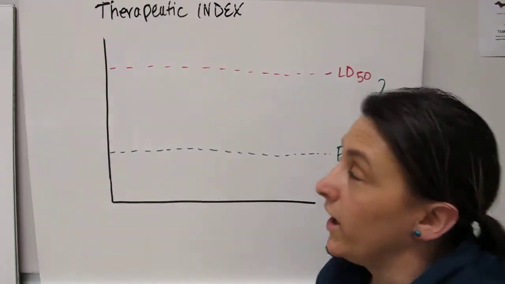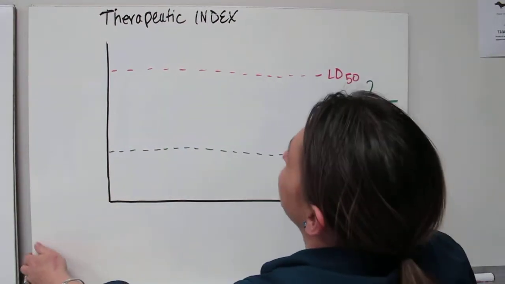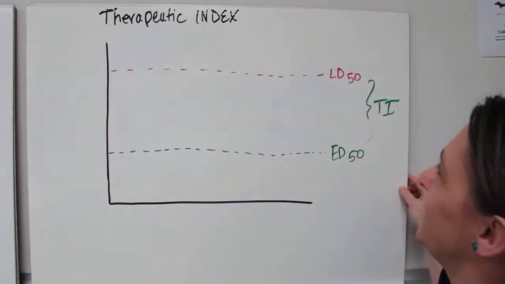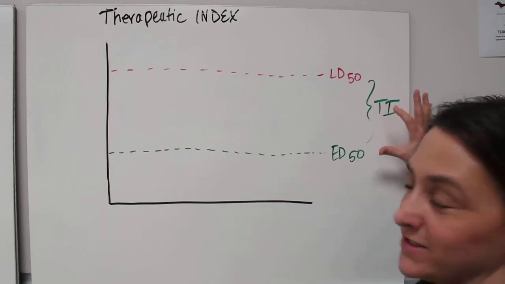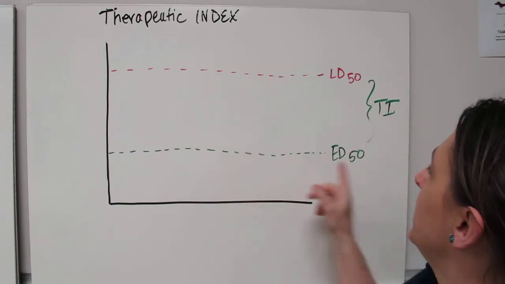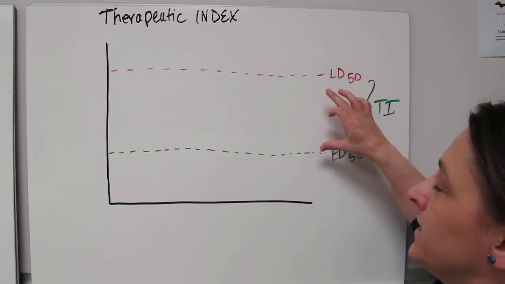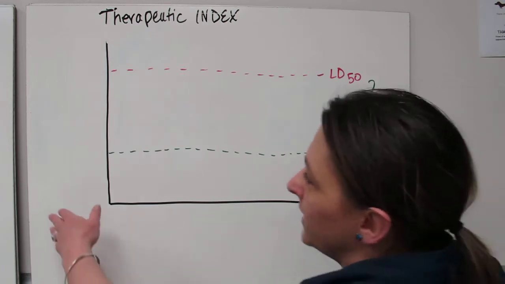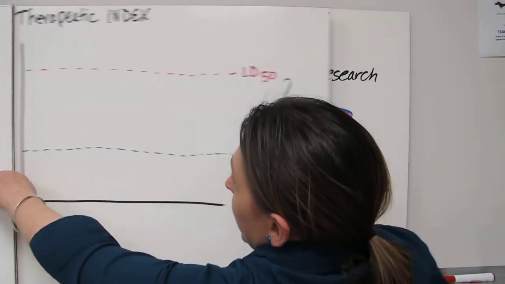They also talk about therapeutic index, and therapeutic index is the space between the lethal dose and the effective dose, okay? So we have our LD50 and our ED50, and this is the therapeutic dose, or the therapeutic index. And we'll talk more about range and how they determine how much drug to give in the next talk.